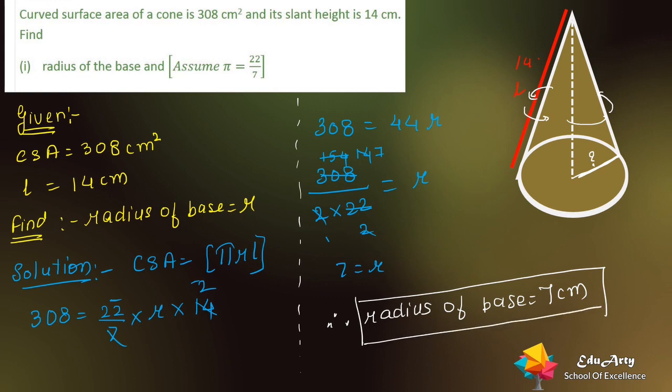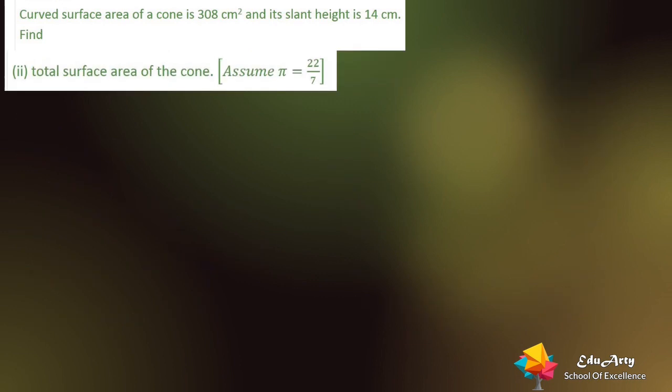Okay. So I hope you guys are getting it. Let's go to the next question. The next question is the second half of the same question, so that we can solve everything properly. I have taken the same question. They have given us the CSA, and slant height we know, and now we also know the radius. So now we will continue from the second part of the same question, correct.